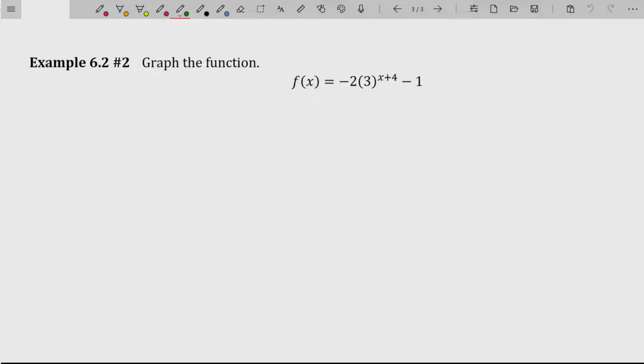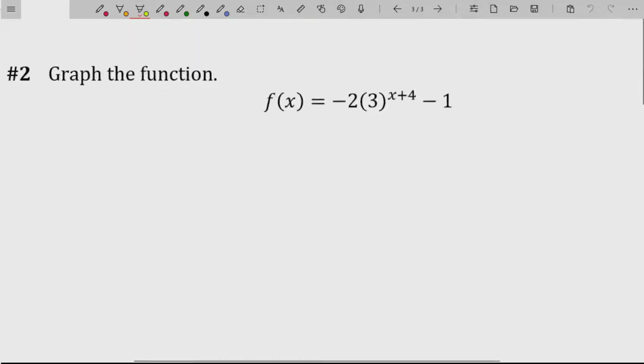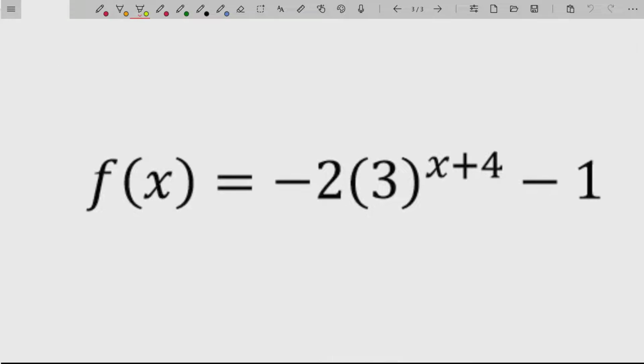And by me saying transformations, what I really mean is this is approximately like 3 raised to the x power. The problem is it's got a negative in front of it and a 2. And the x value is no longer an x value, it's x plus 4. And the outside is being subtracted by 1. So there are a lot of little transformations happening to the picture 3 to the x.